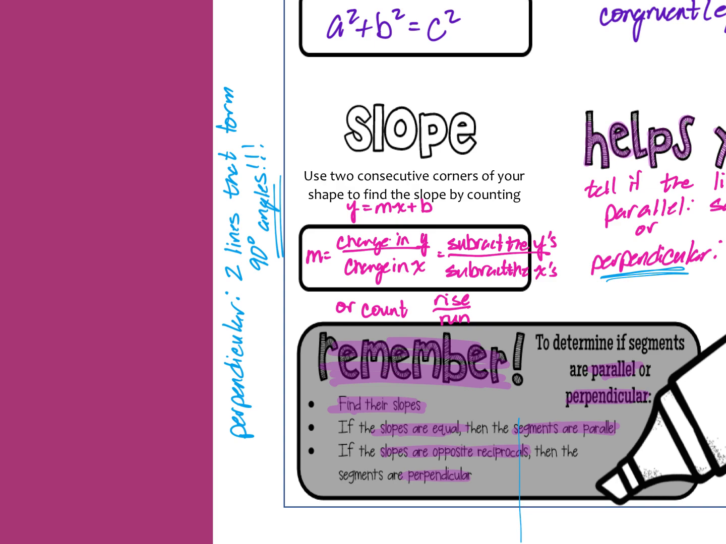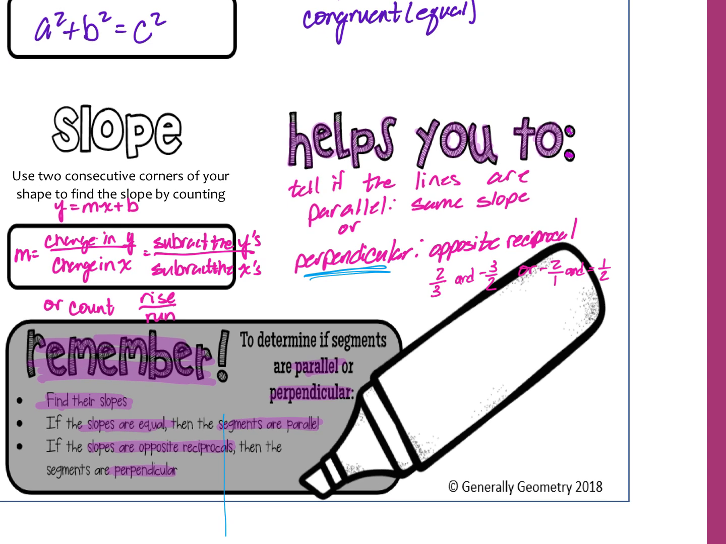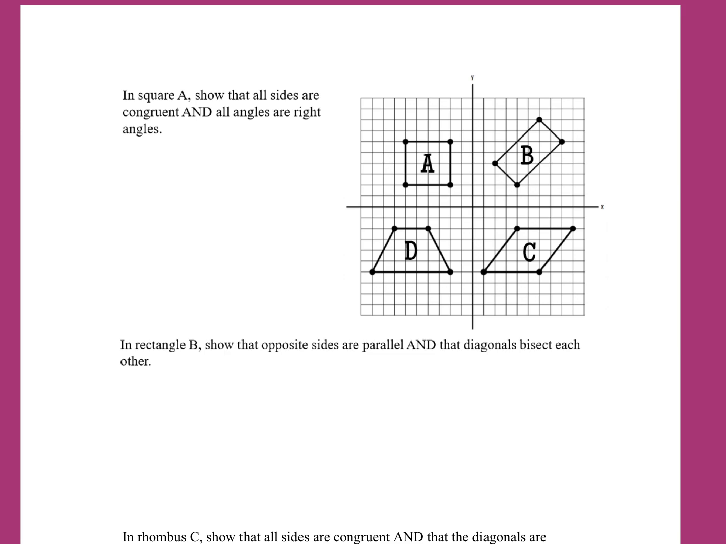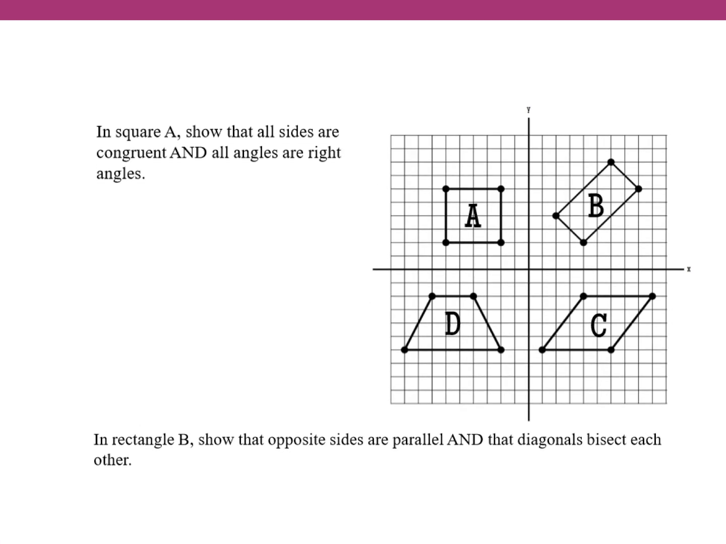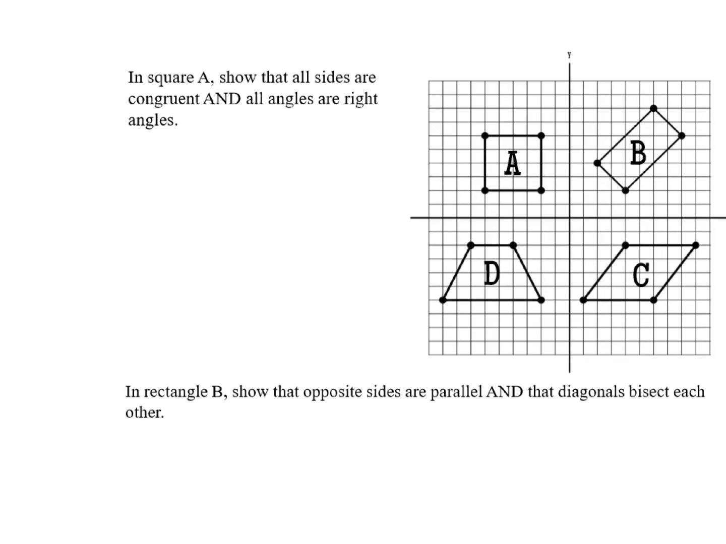So now, if I'm trying to tell if they're parallel, what do I need to find? The same slope. So I want to find the slope of each line. Okay? Back to that page. So here we go. We're going to use this little picture here for these next three little things. It says in square A.